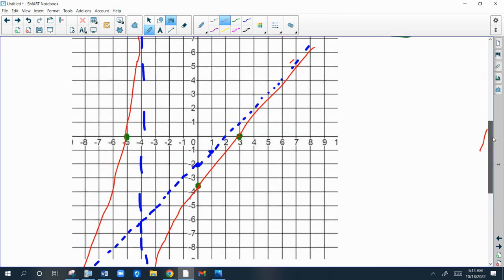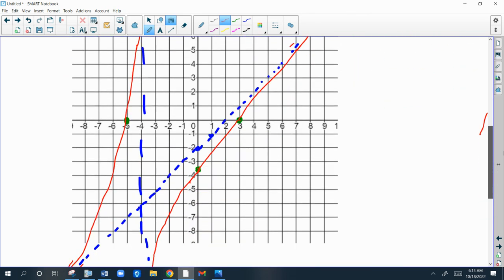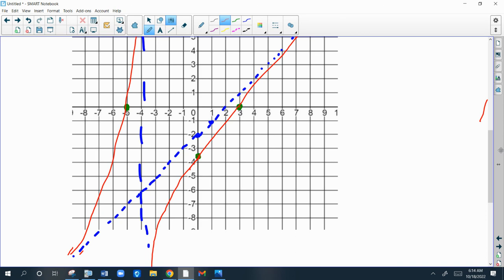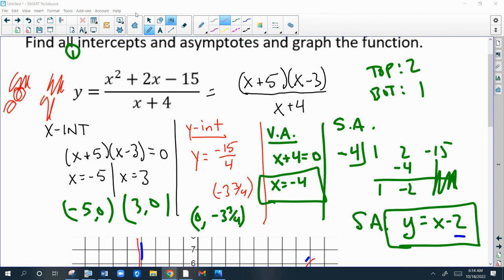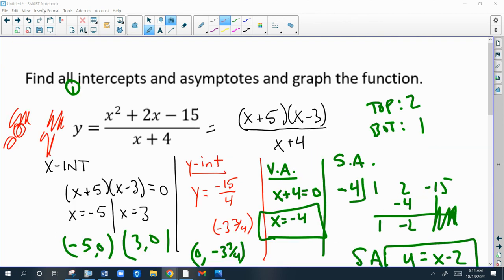That's the graph. So if you really think about this, it's just as simple as if that slant asymptote was a horizontal asymptote, because it's just the same thing as a horizontal asymptote. The only difference is it's on a slant. But other than that, that's it. So you should check this on your graphing calculator. And that's all there is to it.